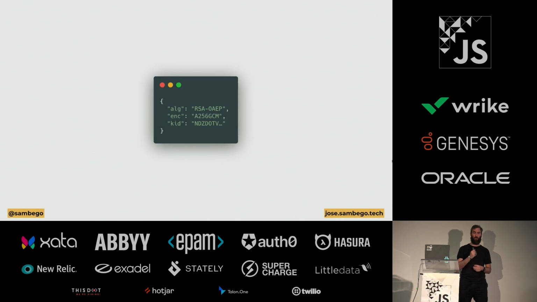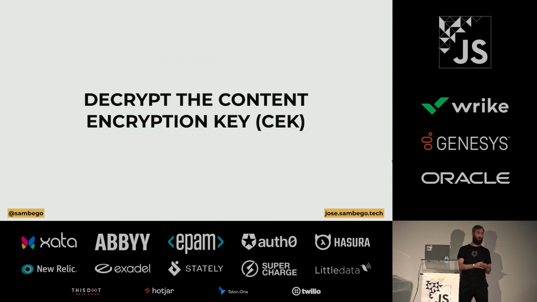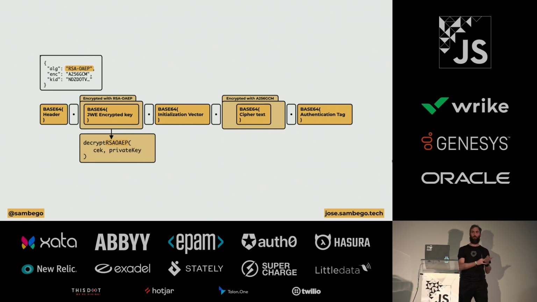The first thing, we look inside of the JOSE header, and it tells us a few things. It tells us which algorithm to use to decrypt the content encryption key. It tells us which algorithm to use to decrypt the cipher. And it also tells us the ID of the private key we need to use to decrypt that content encryption key. So the first thing we need to do is decrypt that content encryption key, the second part of our large string. So we see that we need to use RSA-OAEP for this content encryption key.